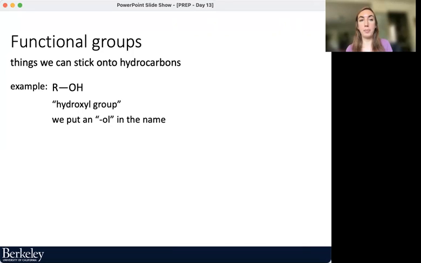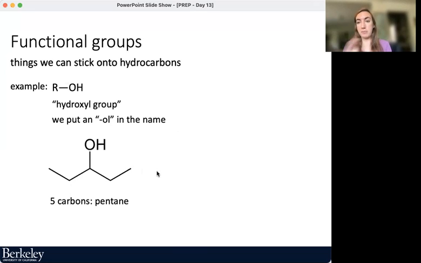And this we call a hydroxyl group. This makes our molecule an alcohol. So we put an -ol in the name. So I'll give you an example. This molecule has 1, 2, 3, 4, 5 carbons. So that means that it's pentane. There's no double bonds, so it's just pentane, not pentene or pentyne. And then it has this OH group on the third carbon, 1, 2, 3.